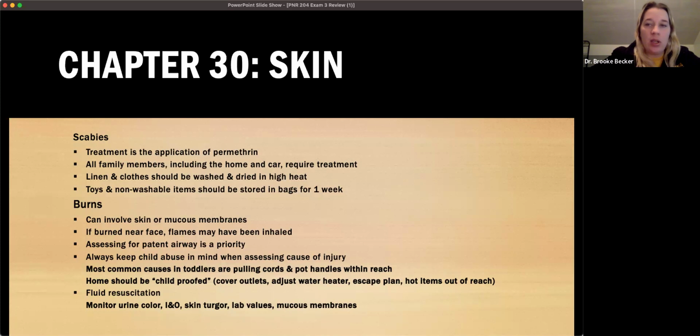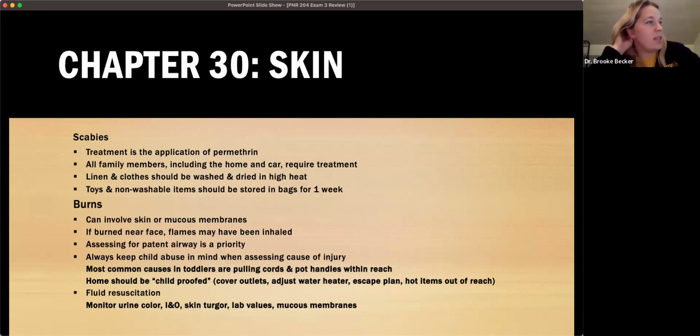Like I said, burns are more common in toddler age kids because they're curious, they're pulling on things, they're touching hot things. Okay. So instructing parents to child-proof the home. So cover outlets, adjust the water heater down so they're not getting into the shower and turning the heat way up and getting burns that way. They need an escape plan for fires and keeping the hot items out of their reach.